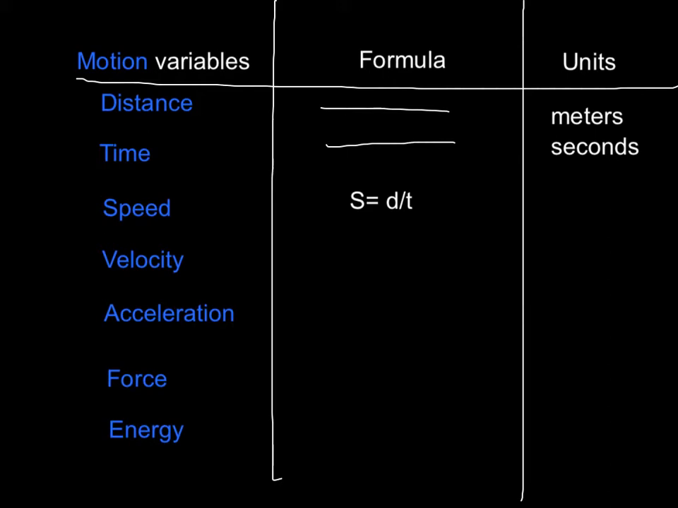Let's say we used meters for distance and seconds for time, our units would then be meters per second, which we would abbreviate m/s. The slash is pronounced per. It literally means to divide, because what you did to get your speed was you divided your meters by your seconds. Velocity has the exact same formula.